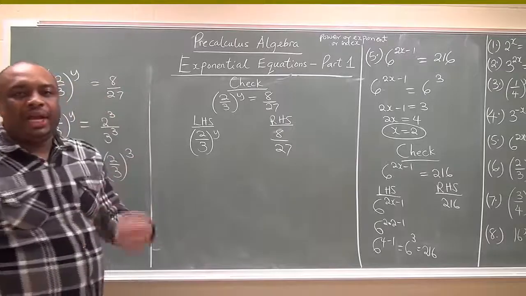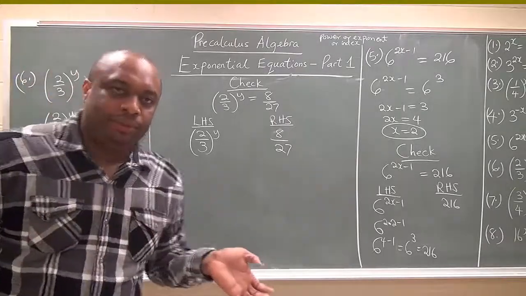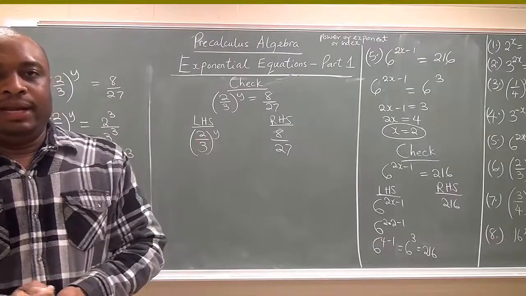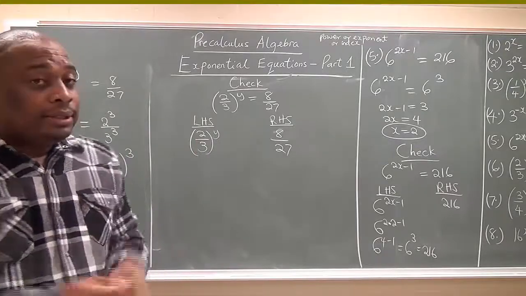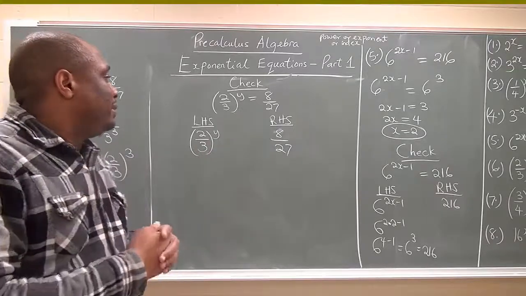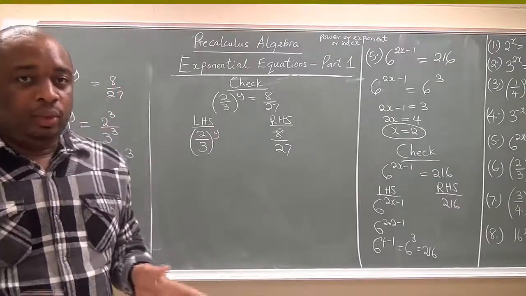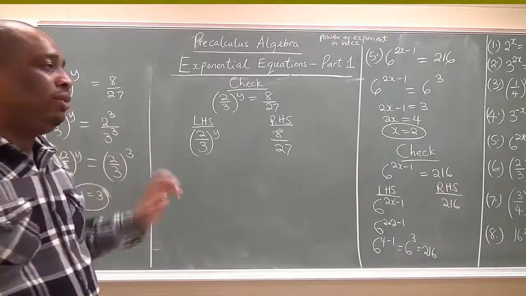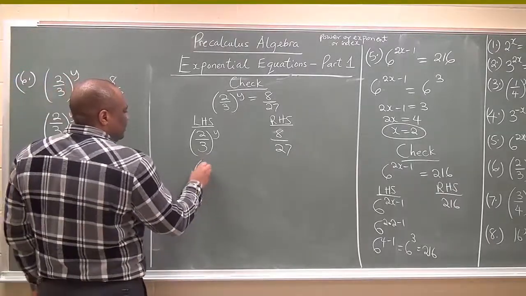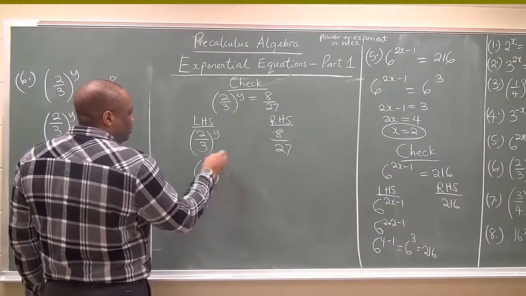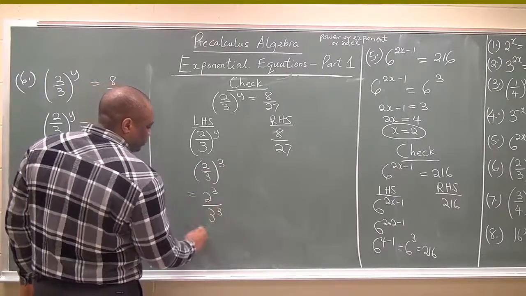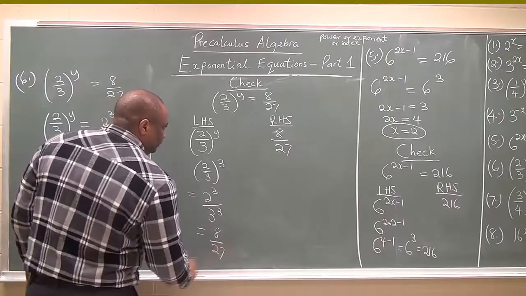Now, why do we check with the original equation? Why don't we check with the modified equation? Because our modified equation might be wrong. So that's why we check with the original equation. We don't check with the modified, we check with the original. So our y is 3, so this is (2/3)^3, which is 2 cubed over 3 cubed, which is 8/27.